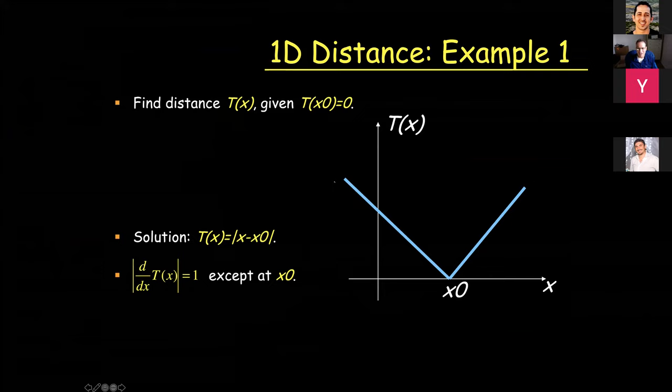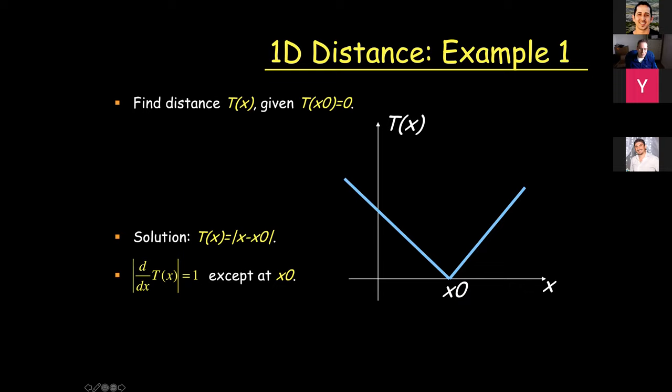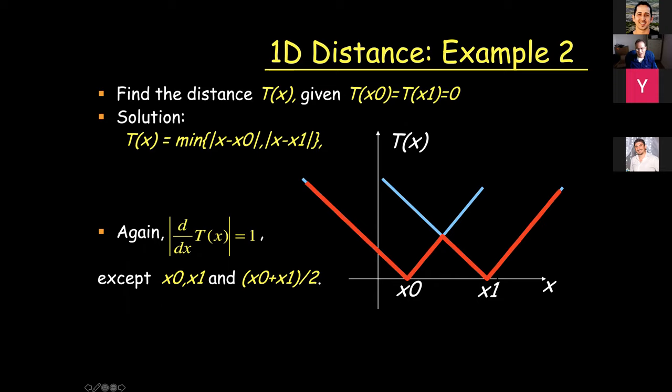Okay, this is in the continuous setting, okay? Now, as I told you, the definition of a distance function is x minus x zero, and everybody's happy. Now, we also noticed that the gradient should be equal to one, except at the source point, okay? This is something that I explained. Now, if I have 2 points, same goes, I have the lower envelope as my distance function. And again, the same property, the distance function gradient is equal to one almost everywhere. There are 3 points at which this condition is violated. But these 2 points are the source points, so I don't really care about them. This point I will need to take care of.